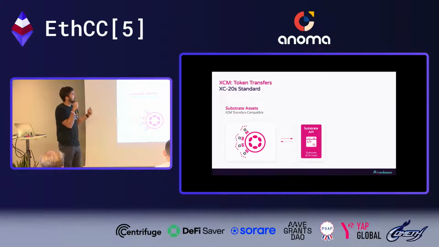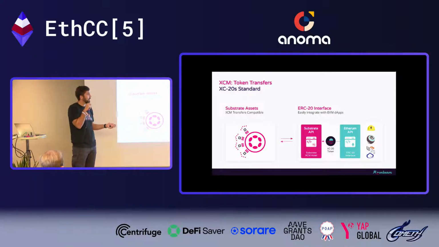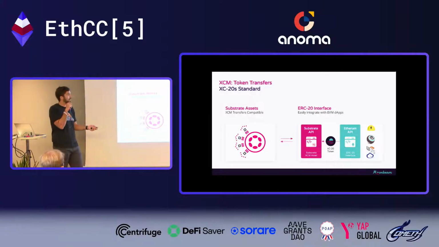So I want to talk about XC20s because we're going to use XC20s on Polkadot in the demo. The idea of XC20s is that substrate assets are the ones that are interoperable, right? I cannot really send an ERC20 token that I have to any other parachain in the ecosystem. So the way we did it on Moonbeam is that we have an ERC20 interface on top of the XC20s so that developers can access the XC20s through the regular tools.